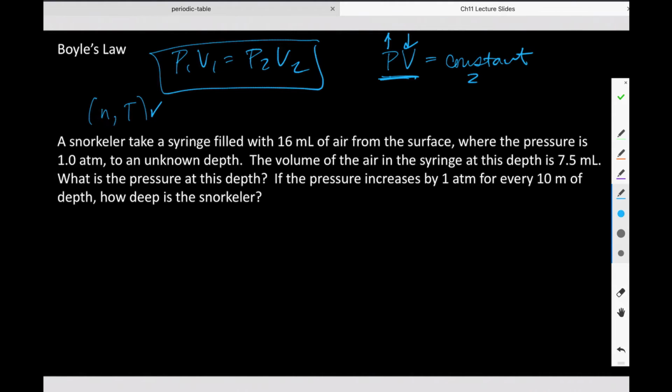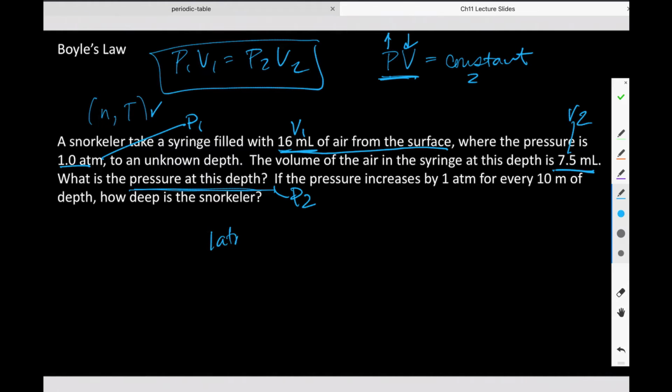Okay, so let's solve this problem real quick. It says a snorkeler takes a syringe filled with 16 mL of air from the surface where the pressure is 1 atmosphere to an unknown depth. The volume of the air in the syringe at this depth is 7.5 mL. What is the pressure at this depth? So if we're looking at our information, we have 16 mL, so that's a volume where the pressure is 1 atmosphere. So this is my P1. I have a V1, P1, I have a V2, and I'm looking for P2.